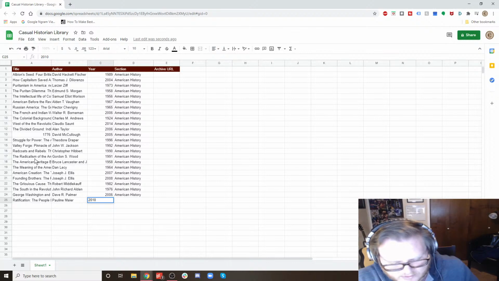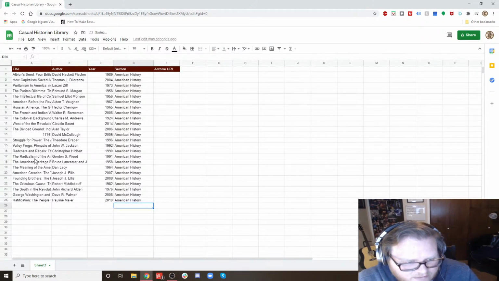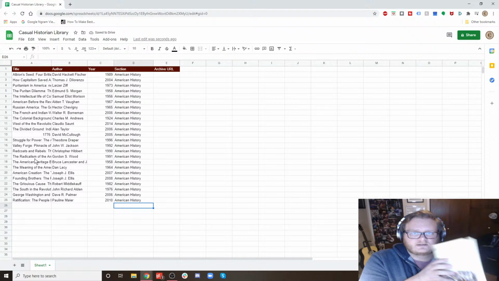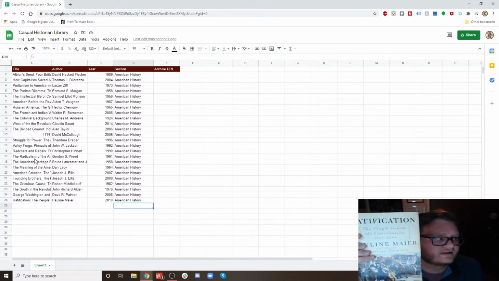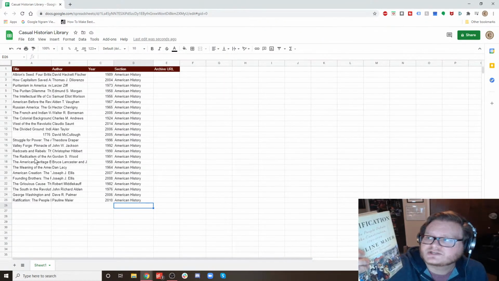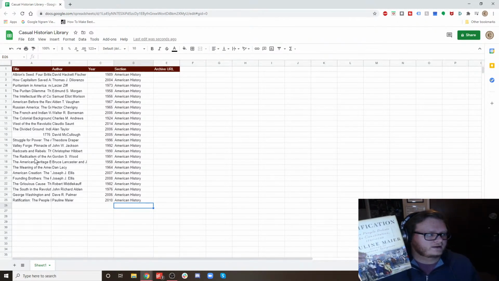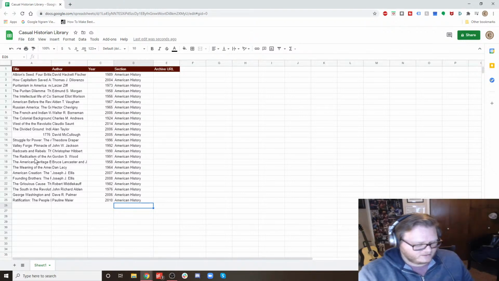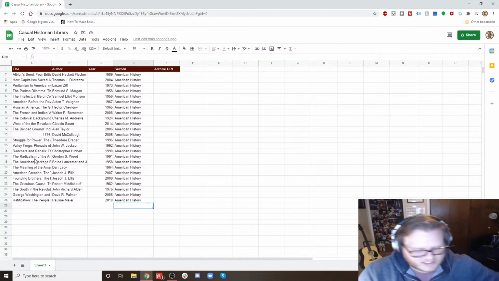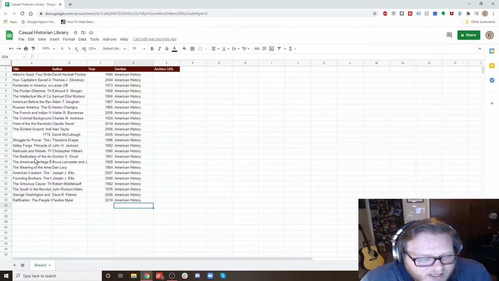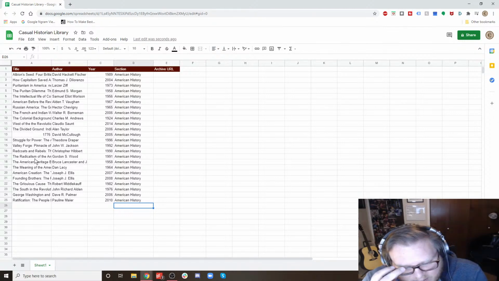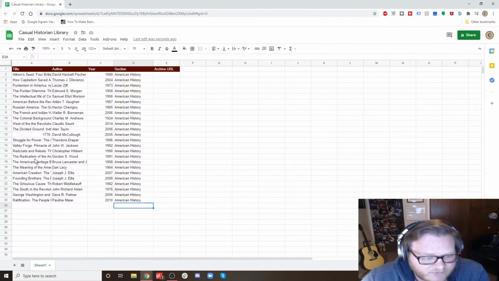This book is one that I actually highly recommend. You can see it here. This is Ratification, The People Debate the Constitution, 1787 to 1788, by Pauline Maier. I highly recommend this one. It is very good, especially if you're looking for stuff about the Constitutional Convention and the debates around the Constitution, especially how the Constitution was debated at the state level, not just in Philadelphia. So it's very interesting for that stuff. I highly recommend it if you're an American history guy.